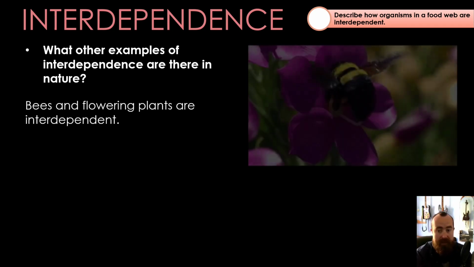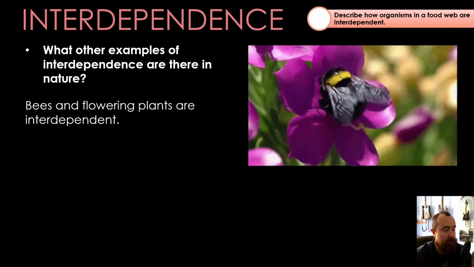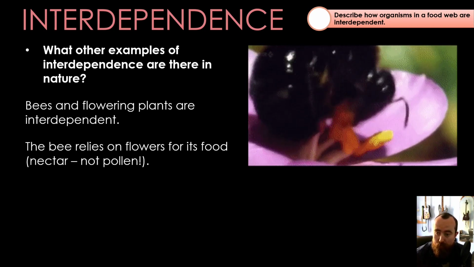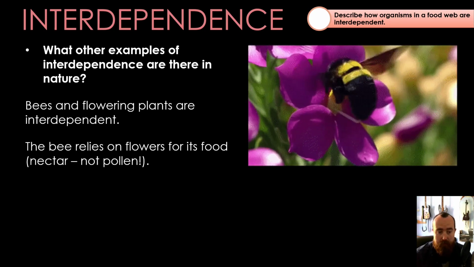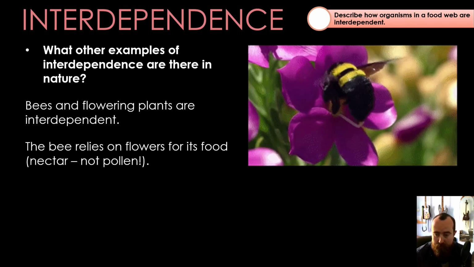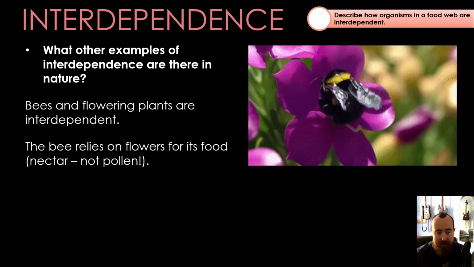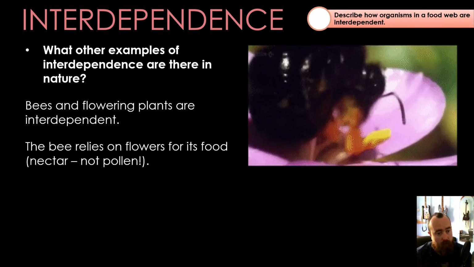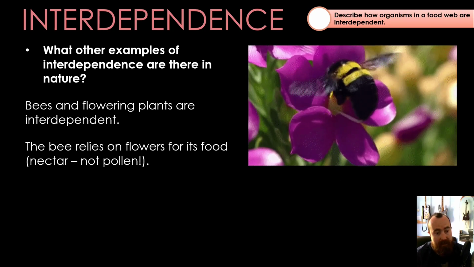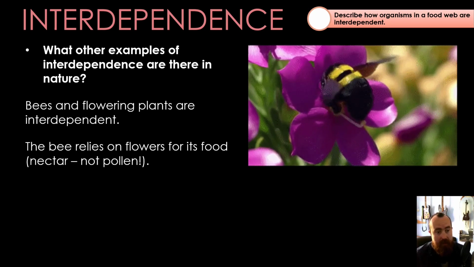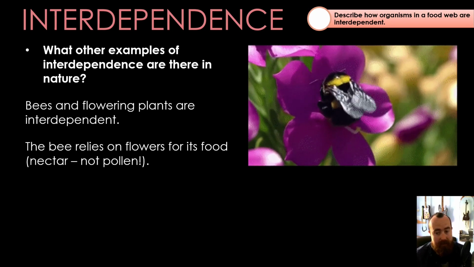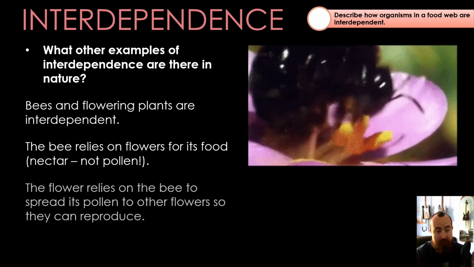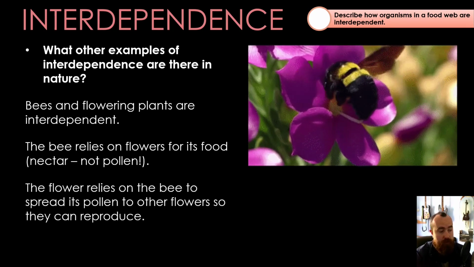So one example would be bees and flowering plants. A really good example of interdependence would be bees and flowering plants. The bees get some food from the plants. They get nectar. A lot of people think it's pollen, but it's the nectar that the bees are after. It's a sticky, sweet liquid that they get for their food. But while they're there, pollen rubs off onto them, and they then go on to the next flower, get a bit more nectar, and they take that pollen there and they fertilize the other flower, meaning that the plant gets the benefit by being able to reproduce.